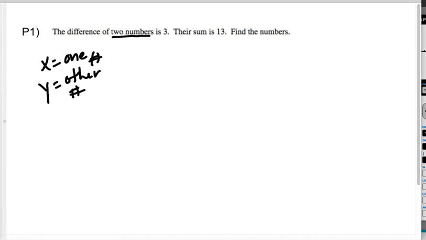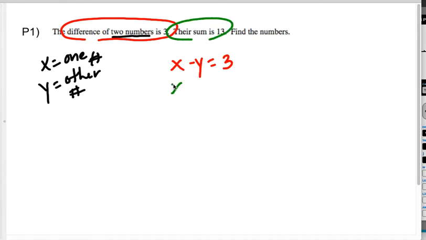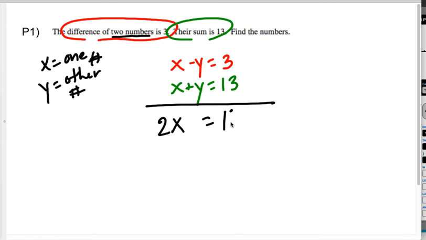So I know that their difference is 3, so we'll say x minus y is 3, right? And that their sum is 13, so x plus y is 13. I'm going to argue this is another one where it's tailor-made for elimination because those y's are naturally going to eliminate, and I'm going to get 2x equals 16.